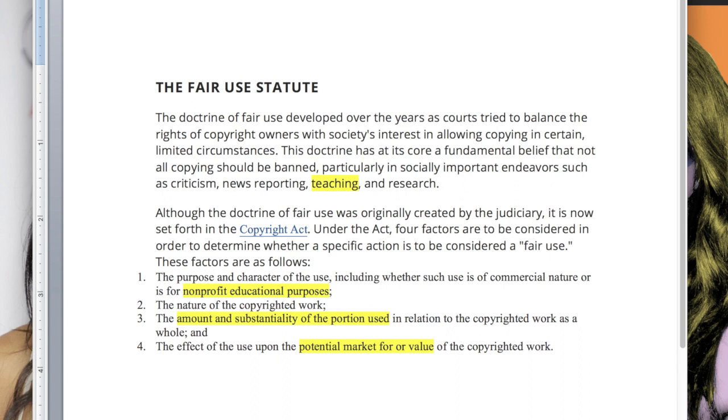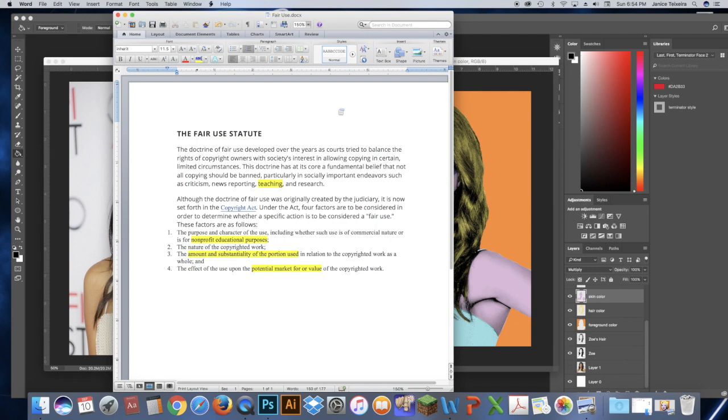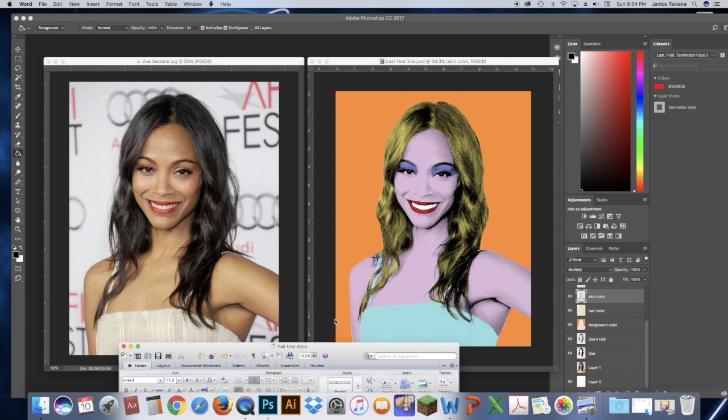All right, so let's look at number three. Amount and substantiality of the portion used in relation to the copyrighted work as a whole. So I did use the image, but I have altered it quite a bit. So yes, I'm using it. I'm using it for educational purposes, and it is altered.